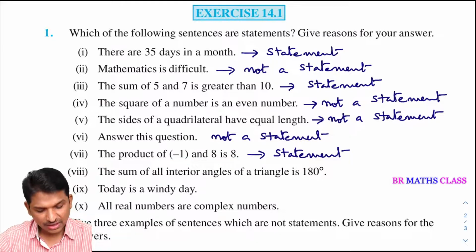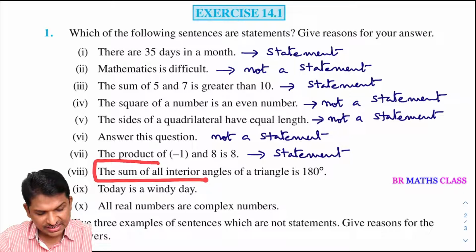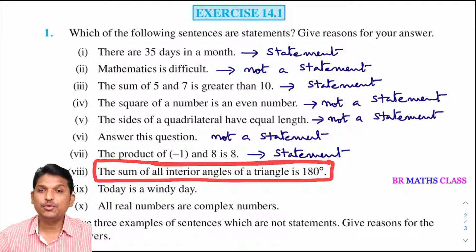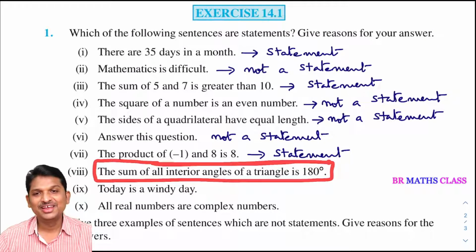The sum of all interior angles of a triangle is 180 degrees. Those who completed 10th standard, for them it is like the a plus b whole square formula type. They'll easily say that this sentence is clearly true.